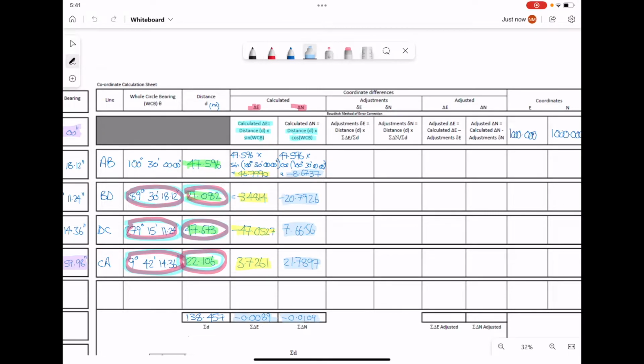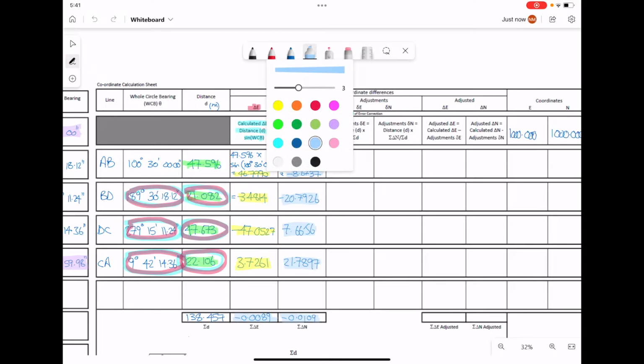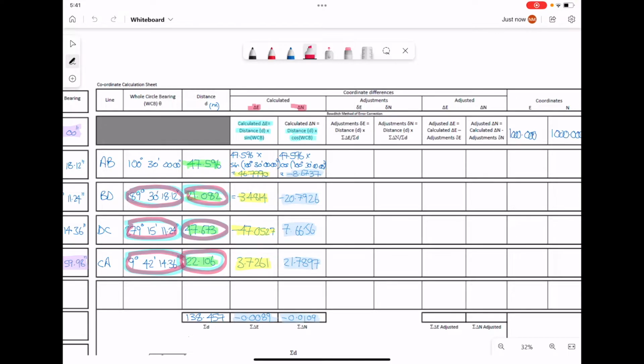The method we apply for this is the Bowditch method of correction. The formula for this can be seen here. And the idea or principle behind this is that the total deviation that we're out gets split among the 4 parts of the traverse, but longer parts of the traverse get more correction than shorter parts.